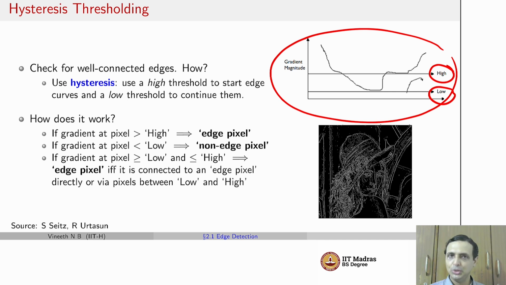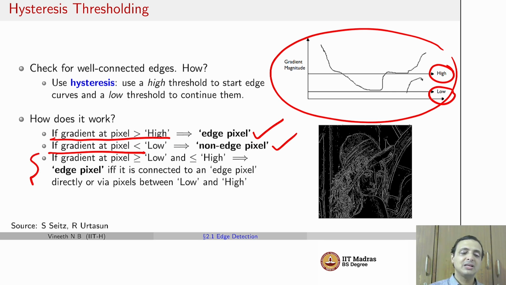So now how do we use it? We say that if the gradient at a pixel is greater than high, remember, high gradient means it's an edge. That's what we said for derivative. If the gradient at a pixel is above the high threshold, it's definitely an edge pixel. Similarly, if the gradient at that pixel is less than the low value, it's definitely a non-edge pixel. Those two cases are straightforward.